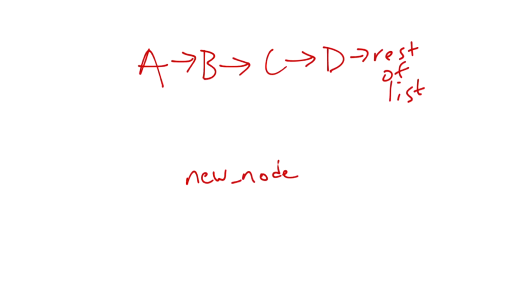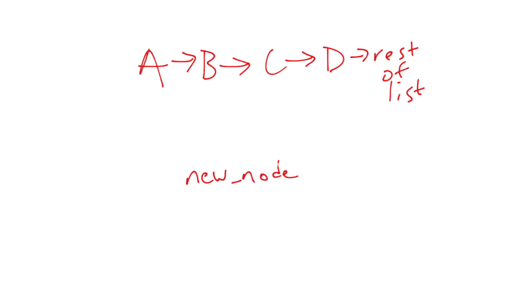So to simplify this, let's say that our first 4 nodes are called A, B, C, and D, with the arrows representing the chain of pointers that connect the nodes. So we need to insert our new node in between nodes C and D. It's critical to do it in the right order, and I'll show you why. Let's look at the wrong way to do it first. Hey, we know the new node has to come right after C, so let's set C's next pointer to point to new node.